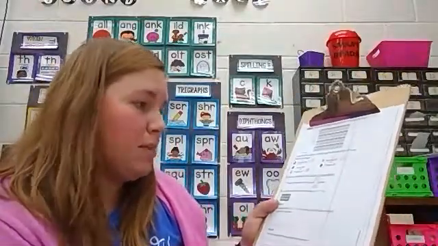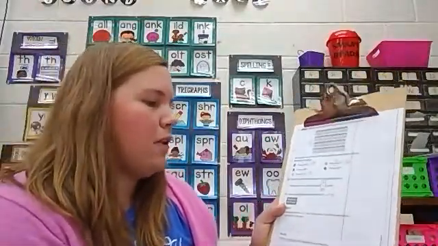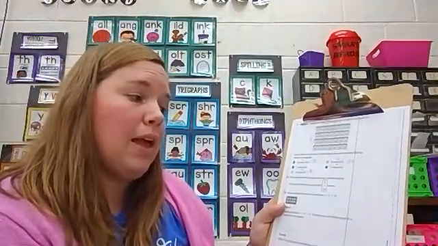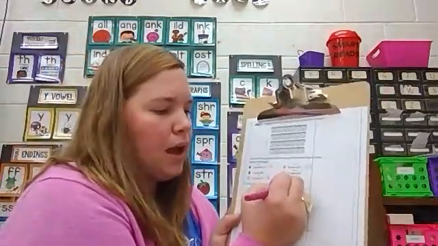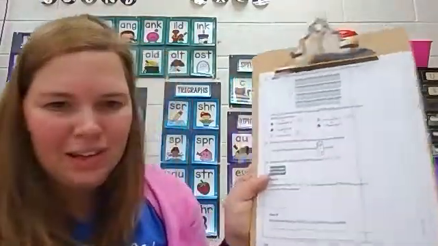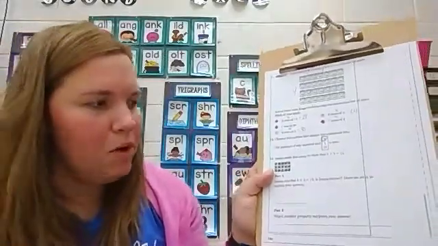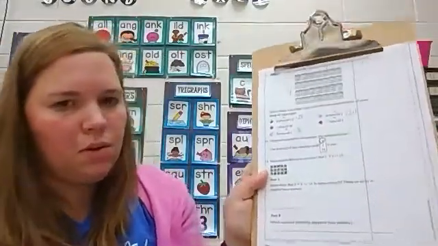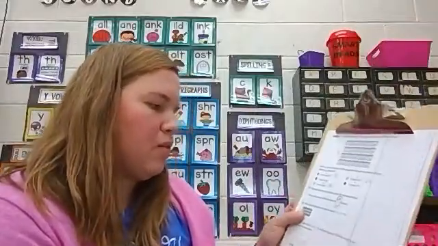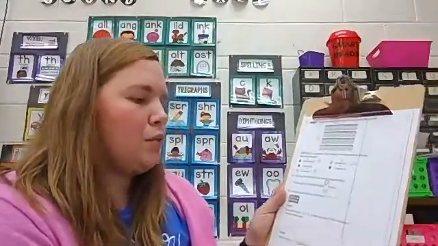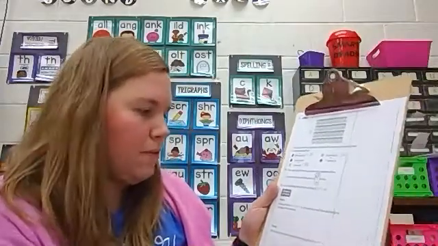Number 12, choose the number that makes this statement true. The product of any number and blank is 0. Any number, no matter what it is, times 0 is 0. Any number times 0 is 0. Your answer is 0.